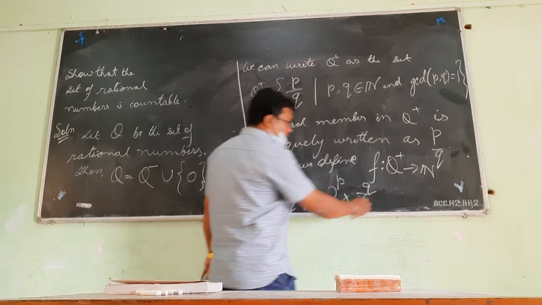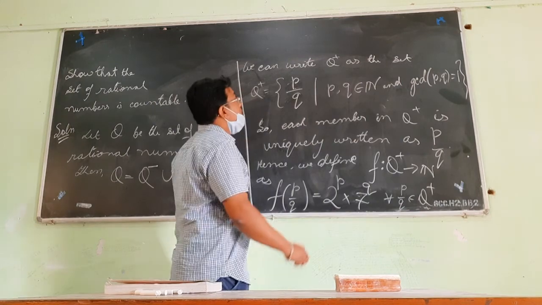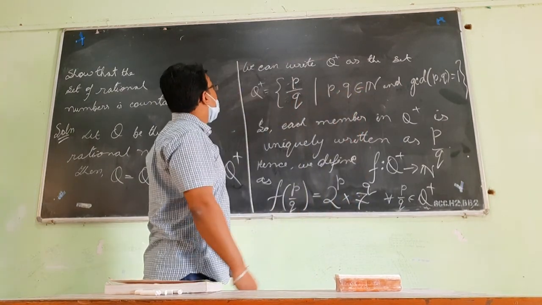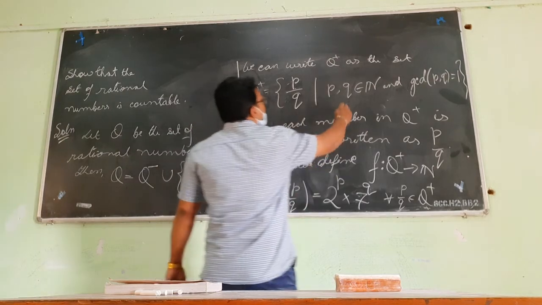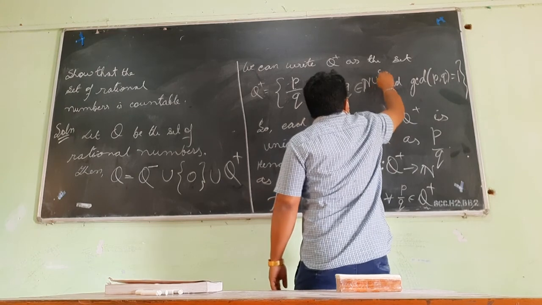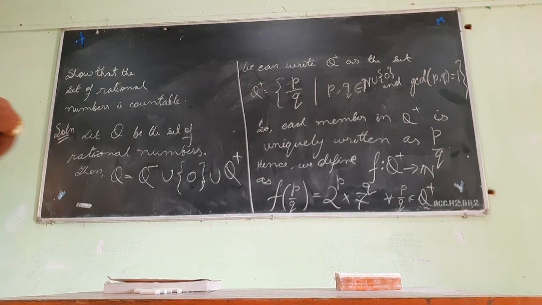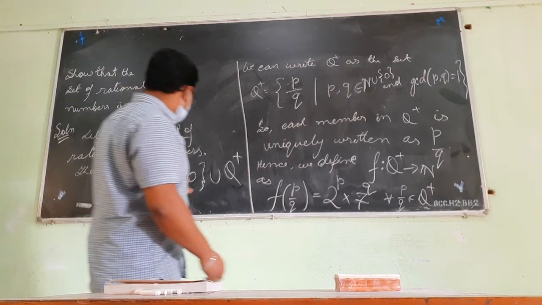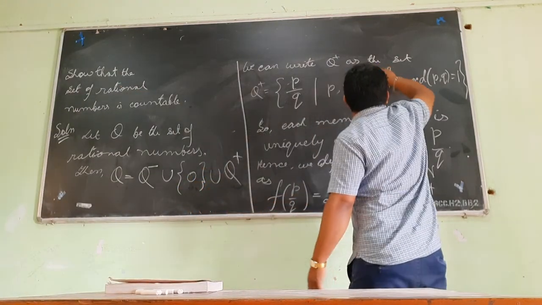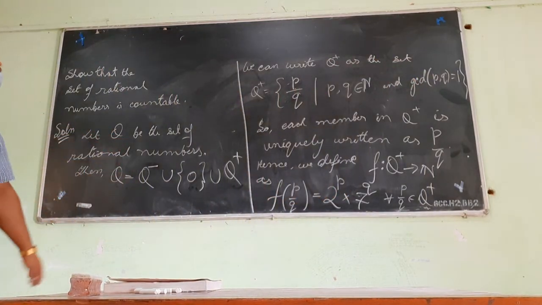So for all p by q inside Q plus, sorry, I missed one thing: p and q belong to N union 0, it can be 0 also, and GCD of p and q is 1. Actually, it cannot be 0 because I have separated 0. Then there is no problem. So these are only positive rational numbers.